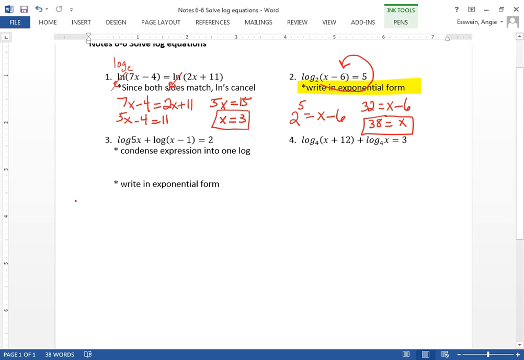So remember the law. I'll write it off to the side here. Log A plus log B is equal to log AB, exactly. So you can condense it into one expression. So it's log 5x times x minus 1 equals 2. That's the hardest step.